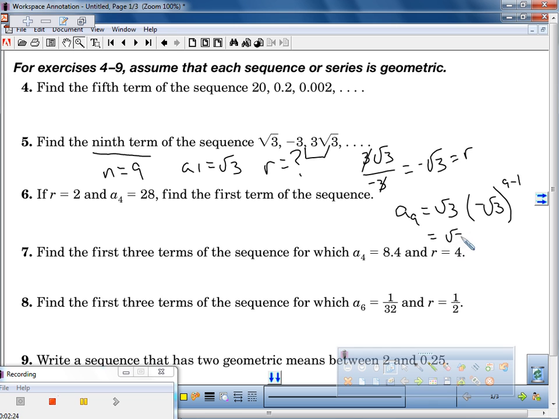So we end up with the square root of 3 times negative square root of 3 to the 8th power. Now we're taking a negative number to the 8th power, an even power, so that's going to end up being positive. So we end up with the square root of 3 times 81. So for this particular one, we end up with 81 square root of 3 as our final answer. So a sub 9 is equal to 81 square root of 3.